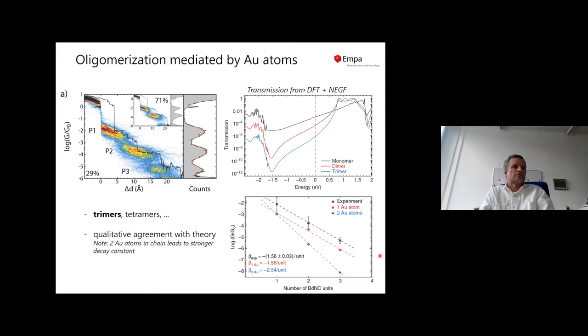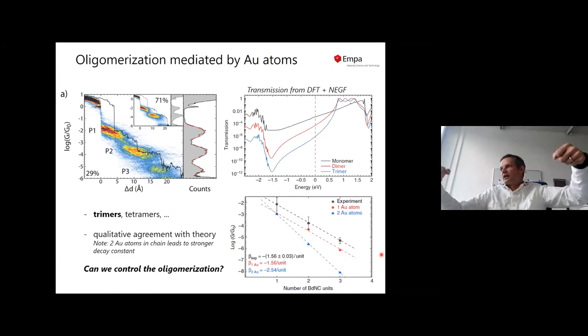So the next question was, okay, it seems that this is what is happening. We have several molecules within the junction. They can pull a gold atom, and another molecule can sneak in and start putting a chain like this, right? So can we control this process, this oligomerization, if you want, that is taking place in the junction? So there are two directions that we have been trying to test for that.